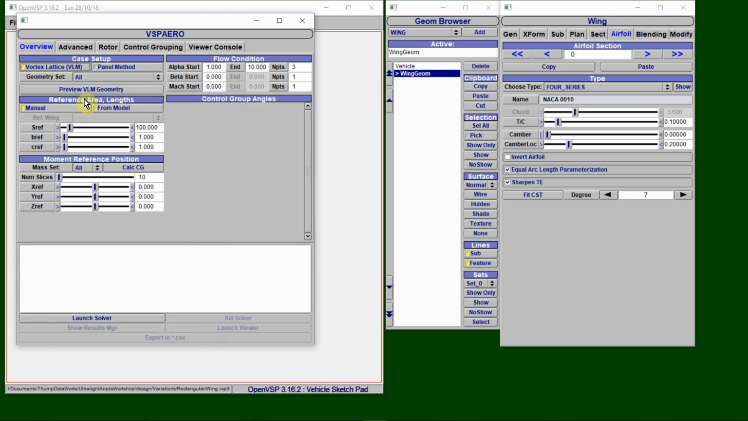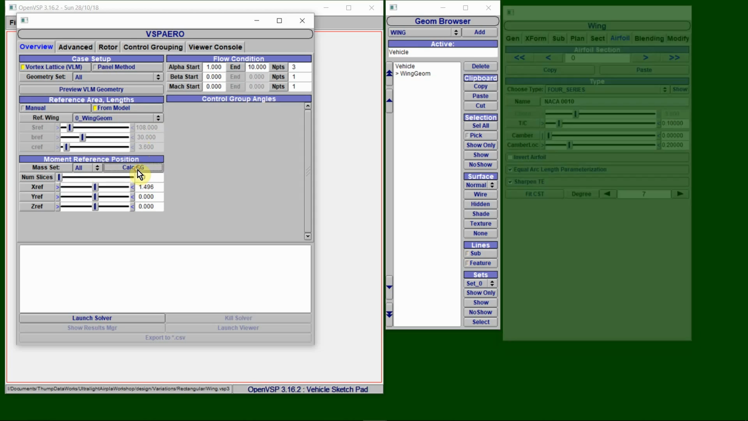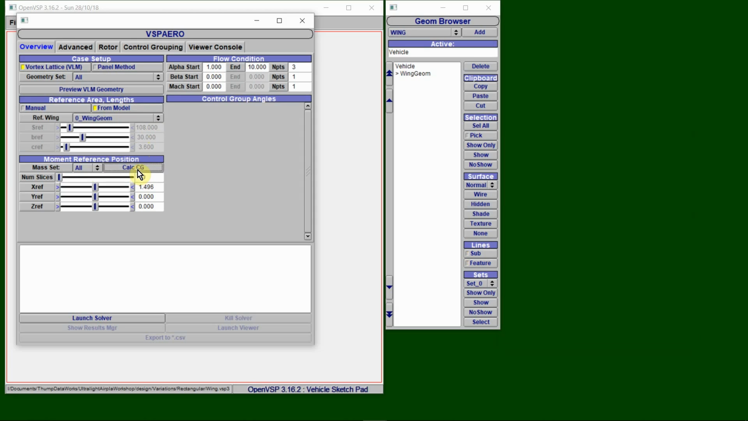We're going to tell it to get a reference area and lengths from the model. So you can see we now have our 108 surface area, our span of 30, and our chord of 3.6. We're not going to do any moment calculation, so this doesn't really matter, but we can go ahead and do a calculation here. Over here on flow conditions, I think this will be okay.